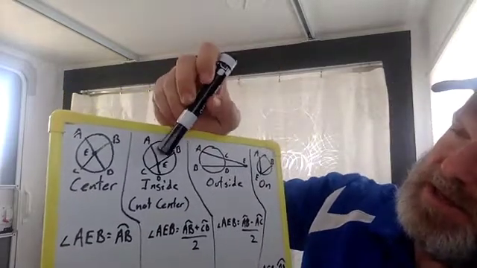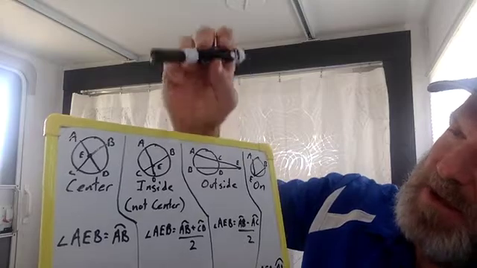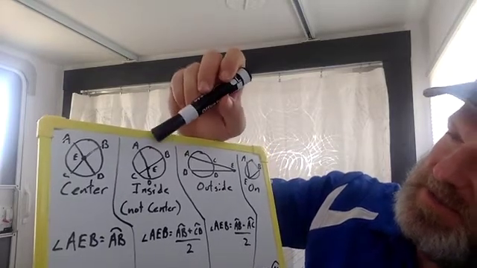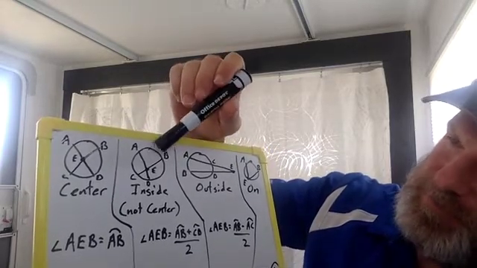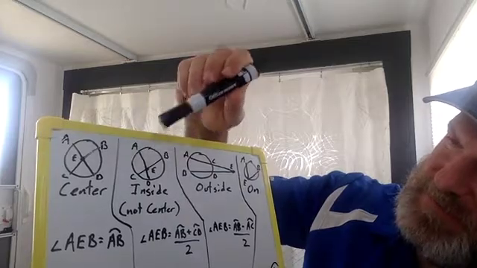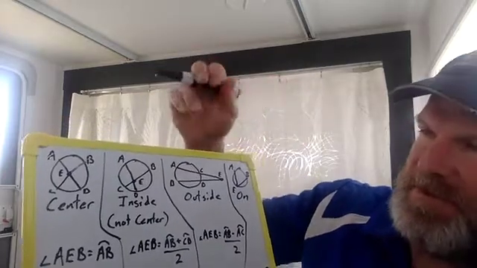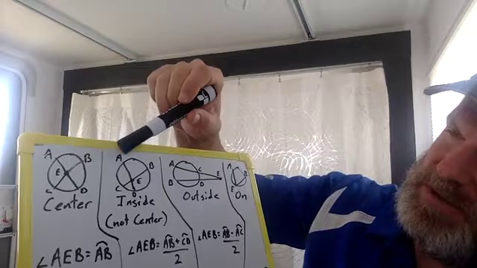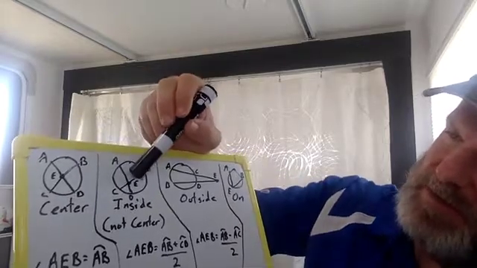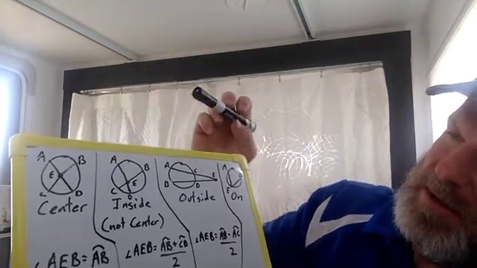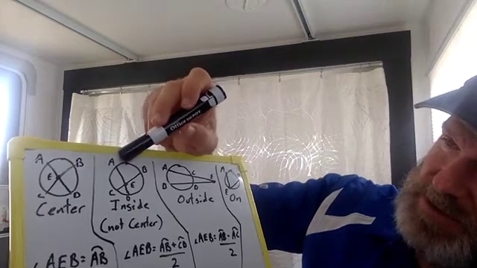So when E, the vertex, is inside the circle, then you have to take the arcs of 2 different arcs. So we're trying to figure out ultimately what is AEB? What is this angle right here on the top? Well, you need more information than just the one arc.